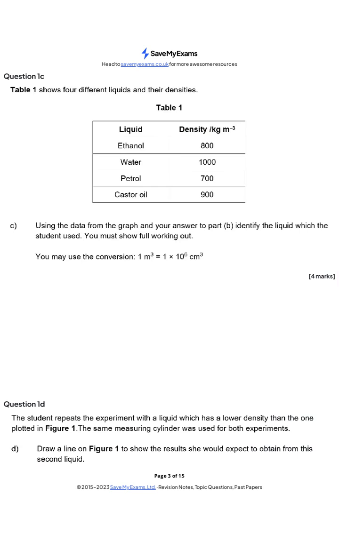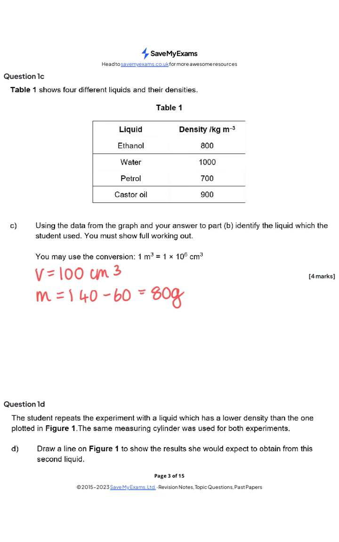So question 1c, we've got 4 different liquids and their densities, and we're going to use the graph that I just showed us to work out the density of this liquid. So first of all, we've got a volume of 100 centimetres cubed, and we've got a mass of 140. That's been read straight off the graph, but we did just work out the mass of the empty measuring cylinder, so our liquid is only 80 grams.